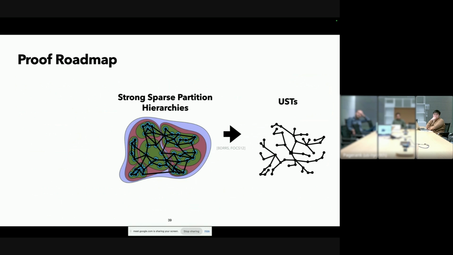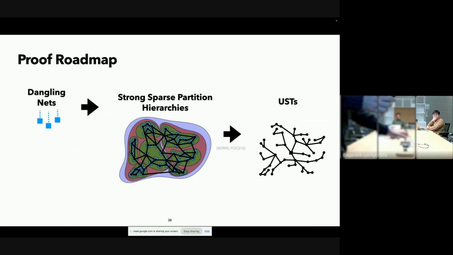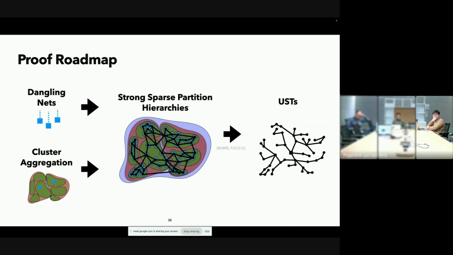Basically, this previous work that showed how to get 2 to the root log n approximate universal Steiner trees showed how you can get those if you can compute these strong sparse partition hierarchies with similar parameters, like 2 to the square root log n. Okay, so our entire work is going to hinge on improving the quality of these strong sparse partition hierarchies. And how are we going to do that? Well, we're going to use these tools that I'll talk about called dangling nets and this problem called cluster aggregation.